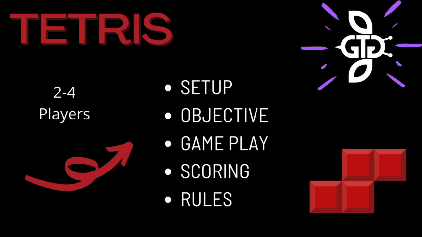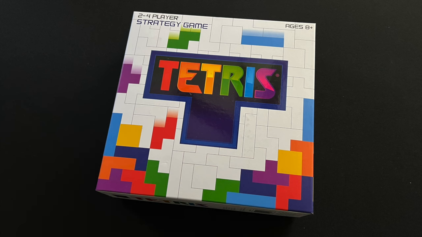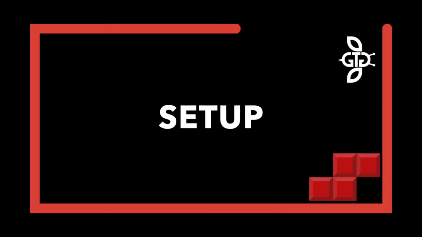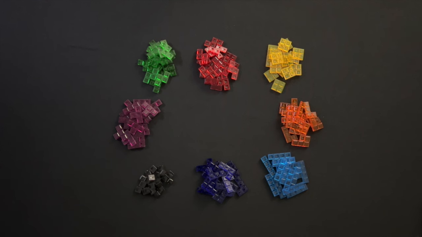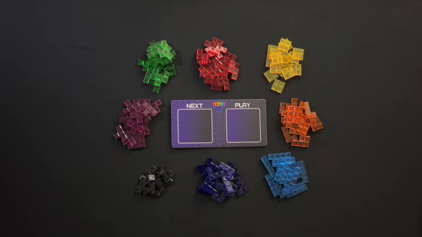The game is played with 2 to 4 players. To play, you will need the Tetris game. All the playing pieces are sorted by shape and placed into the middle of the players. The Tetris game board is placed into the middle next to the playing pieces.